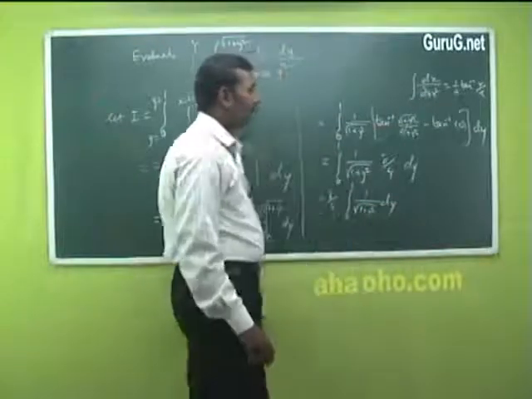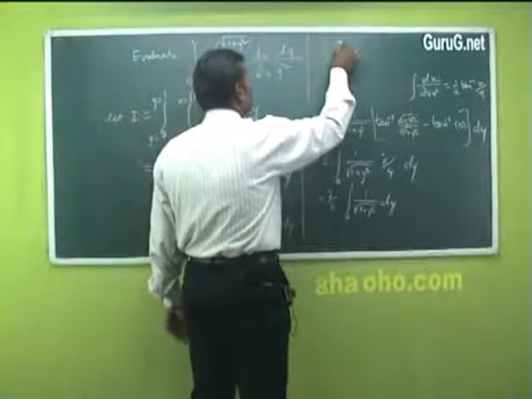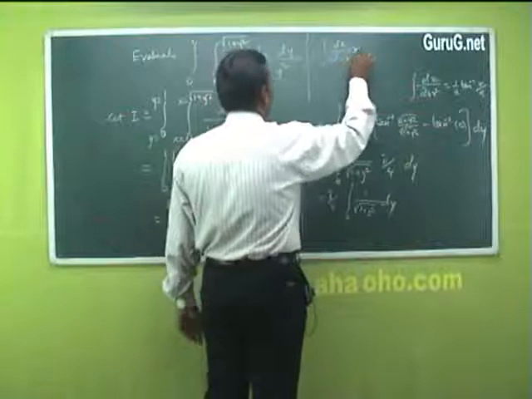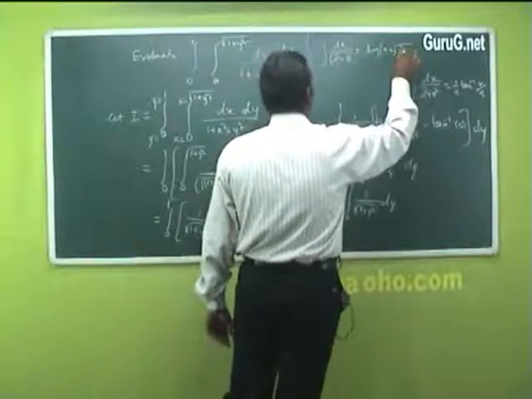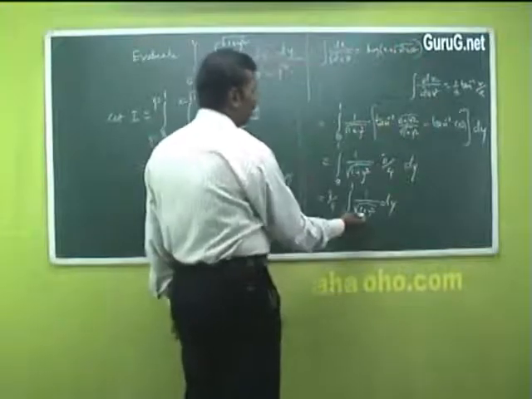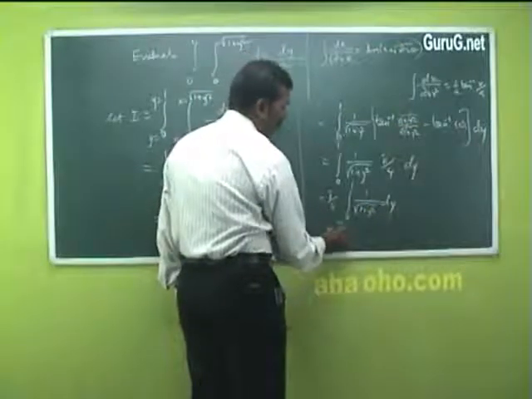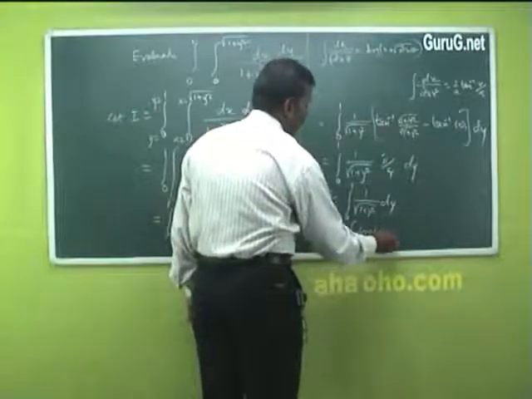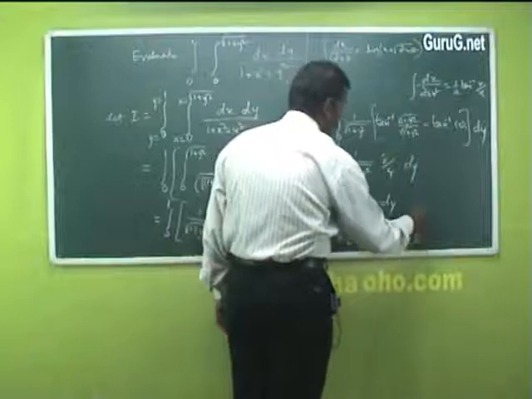How can you integrate? Do you know this formula? Integral dx by root of a squared plus x squared equals log of x plus root of x squared plus a squared. This is a formula. So here a is 1 and instead of x, here y. So pi by 4 into log of y plus root of 1 plus y squared. Substitute the upper limit and lower limit.